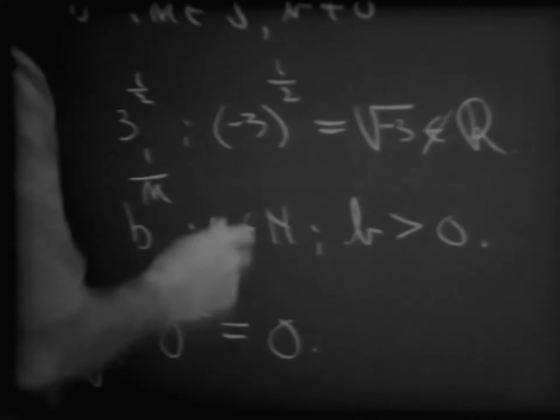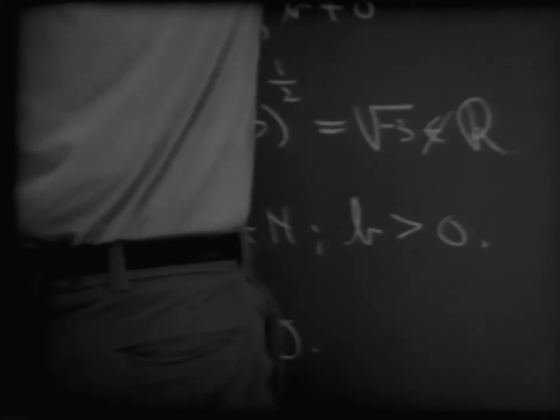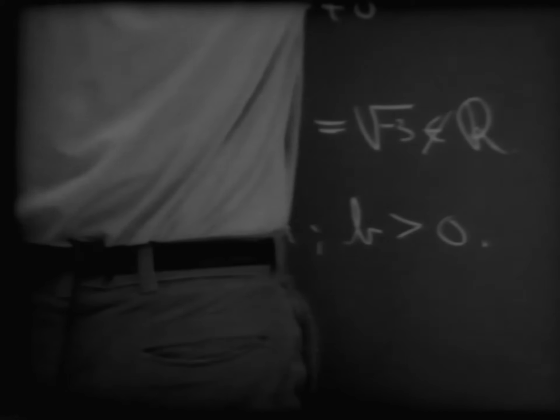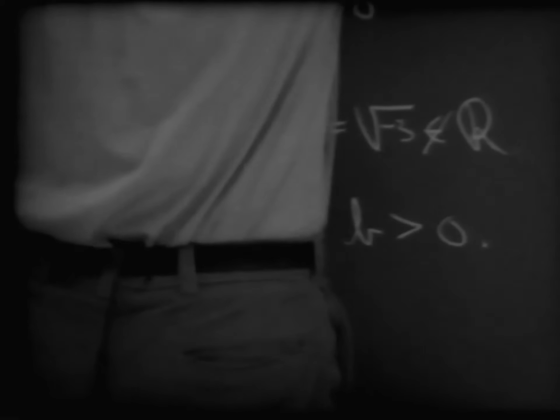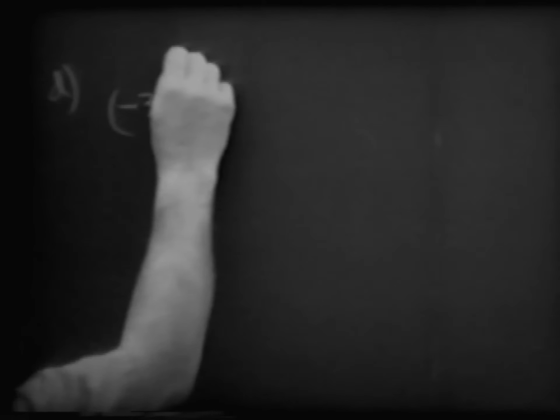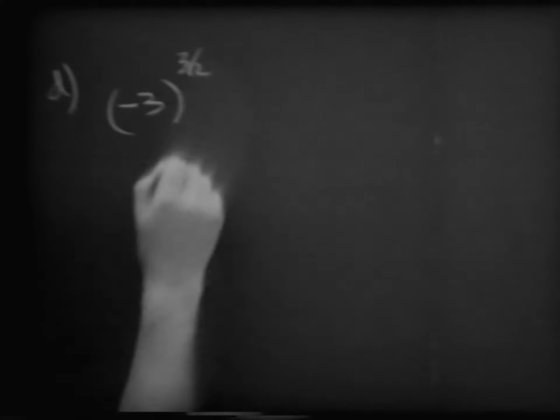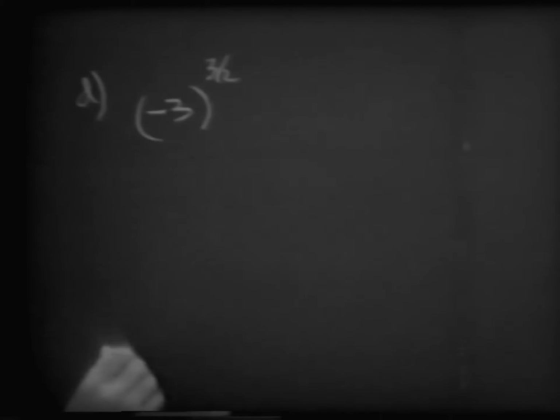Well, let's carry this one step further. Suppose we had a number such as, let's take, again, negative 3 raised to the 3/2 power. And again, looking at this, you would like to say that this is the square root of negative 3 cubed.